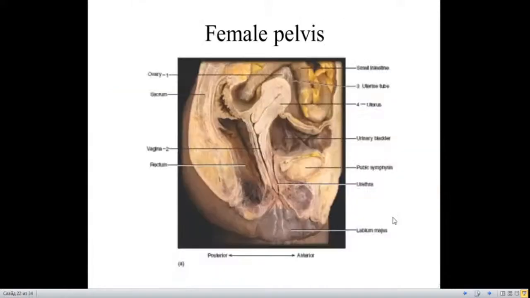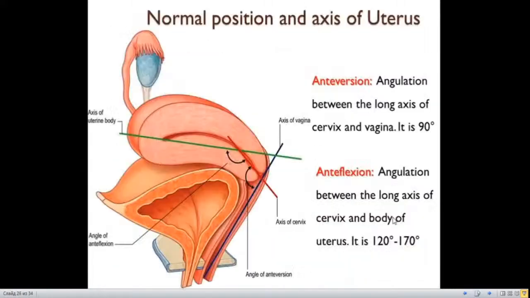And as you can see, the position of the uterus in the pelvis is not straight. We describe its position as anteversion and anteflexion. How to understand anteversion, anteflexion? Look, actually anteversion is an angulation between the long axis of the cervix.